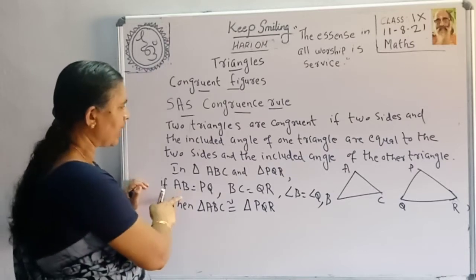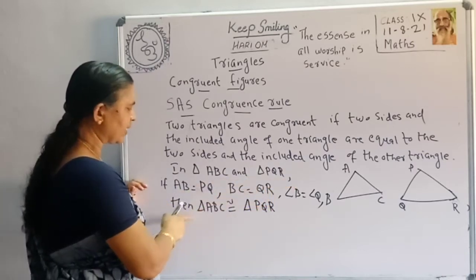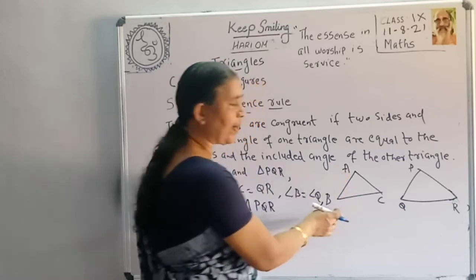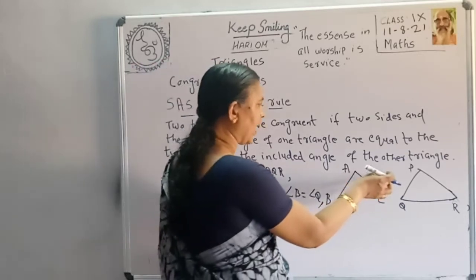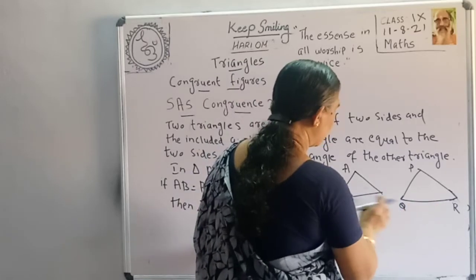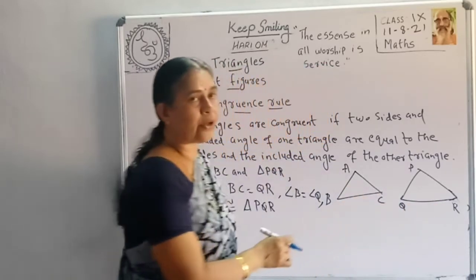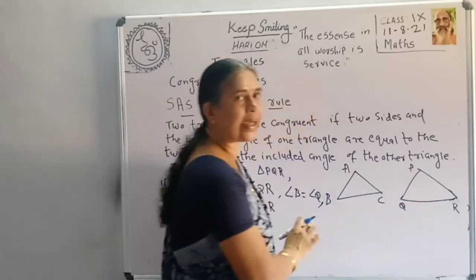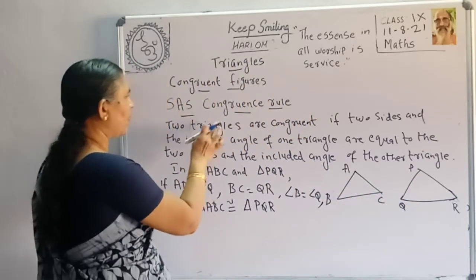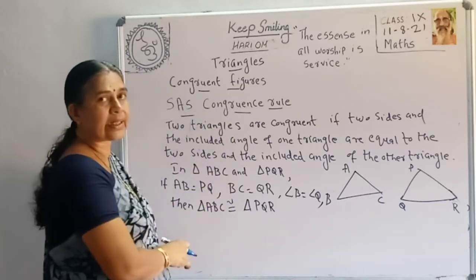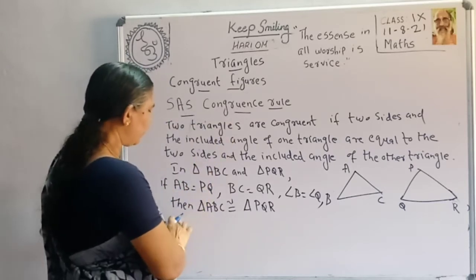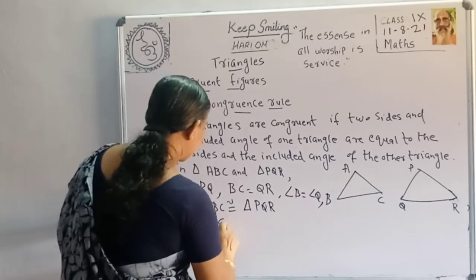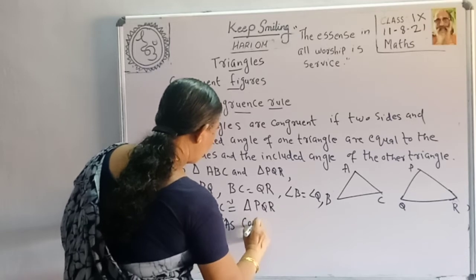Here AB is equal to PQ, BC is equal to QR. The included angle of AB and BC is angle B, and the included angle of PQ and QR is angle Q. So two sides and the included angle of one triangle are respectively equal to the two sides and the included angle of the other triangle. So by the SAS congruence rule, these triangles are congruent. Which congruence rule do we use here? Therefore, we use the SAS congruence rule.